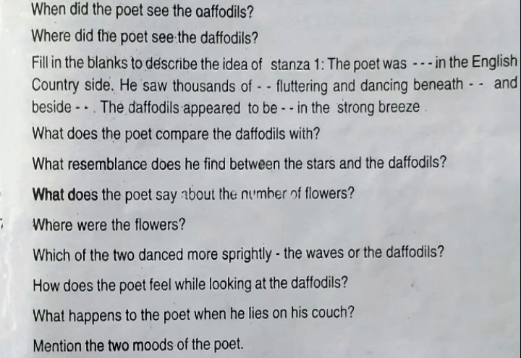He saw thousands of ___ fluttering and dancing beneath ___ and beside ___. The daffodils appeared to be ___ in the strong breeze. The poet was ___ that is wandering. The fill in the blanks will be the proper answer. The poet was wandering in the English countryside.